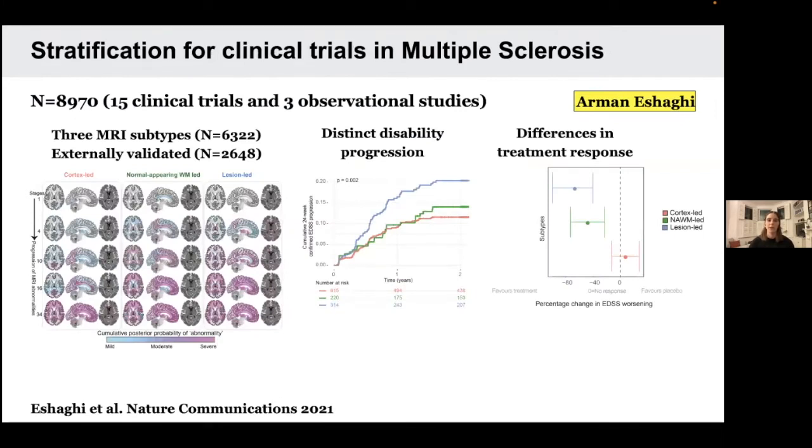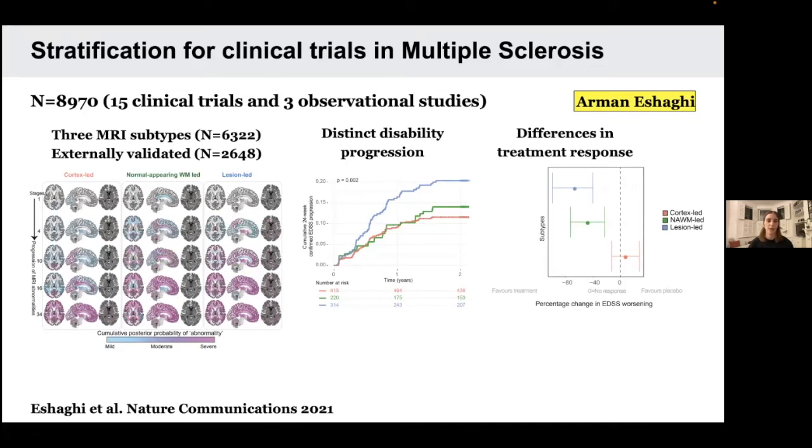So there's also been some interesting applications in multiple sclerosis. This is work that was performed by Arben Ishaghi in MS that pulls together a huge data set from multiple clinical trials. So Arben looked at nearly 9,000 subjects from 15 clinical trials and three observational studies. And across the studies, SuStaIn identified three different subtypes of multiple sclerosis, which he was then able to validate externally.